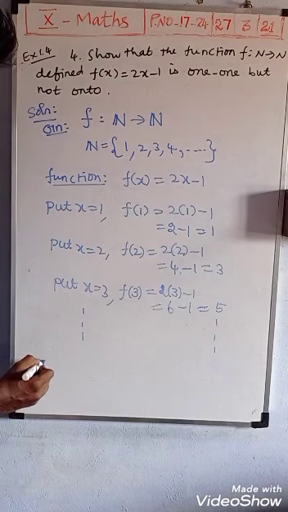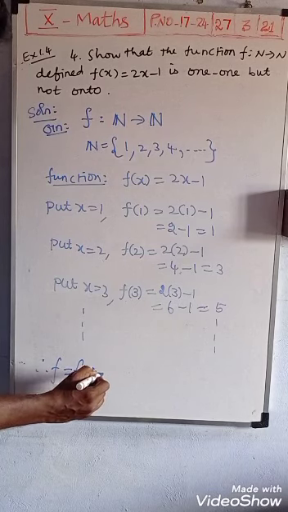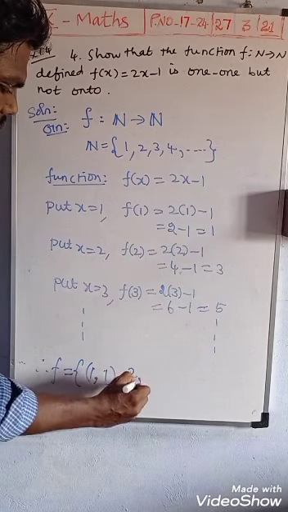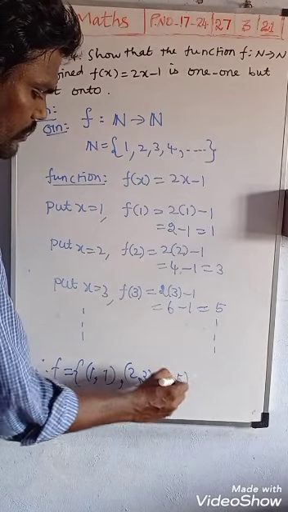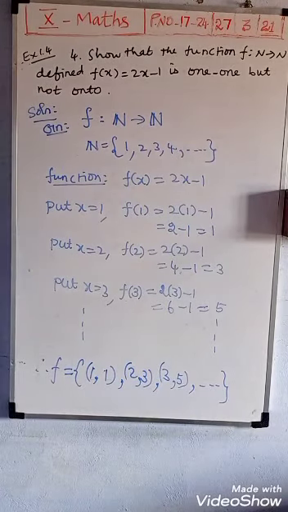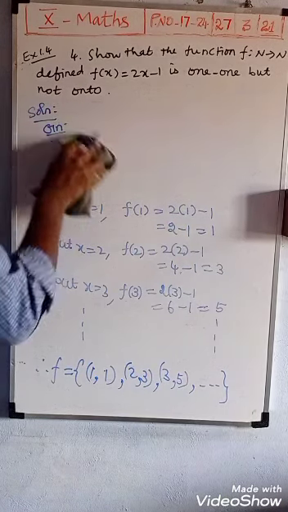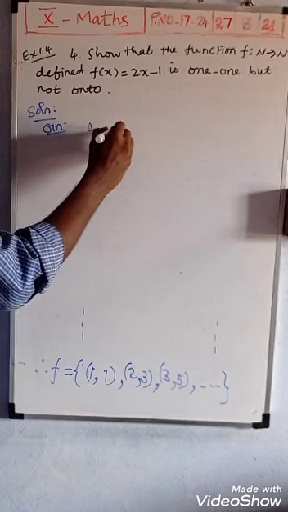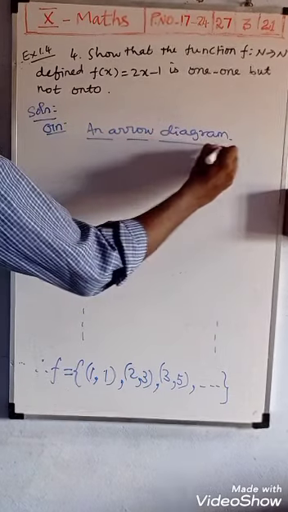Therefore, for the function f, when you substitute 1 we receive the answer 1, 2 gives 3, 3 gives 5. Like that it will go on. This is the function. Now the question asks whether it is 1-1. We want to show that it is 1-1 but not onto. We received function f, now you should draw an arrow diagram. With an arrow diagram, we can easily tell it is 1-1 and not onto.